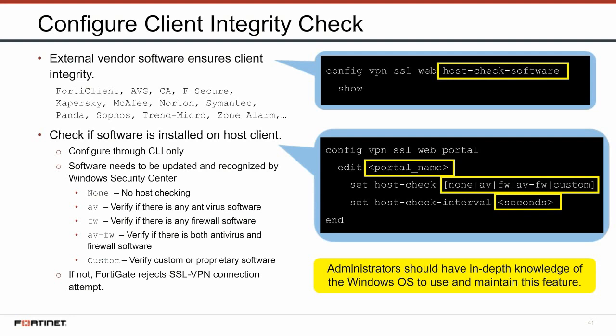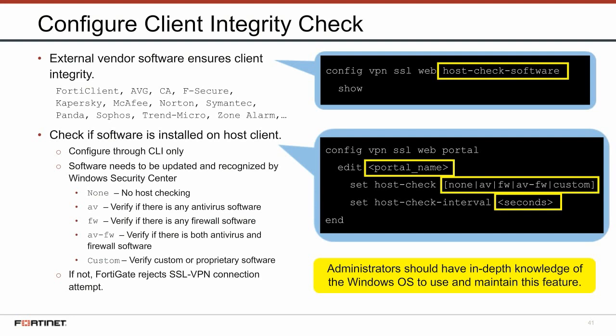The list of recognized software, along with the associated registry key value, is available on the CLI. Software is split into three categories: antivirus, AV, firewall, FW, and custom. Custom is used for customized or proprietary software that an organization may require. Administrators can configure these settings only on the CLI.